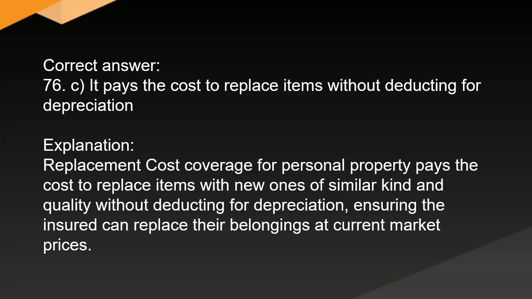Correct answer. C. It pays the cost to replace items without deducting for depreciation. Explanation. Replacement cost coverage for personal property pays the cost to replace items with new ones of similar kind and quality without deducting for depreciation, ensuring the insured can replace their belongings at current market prices.